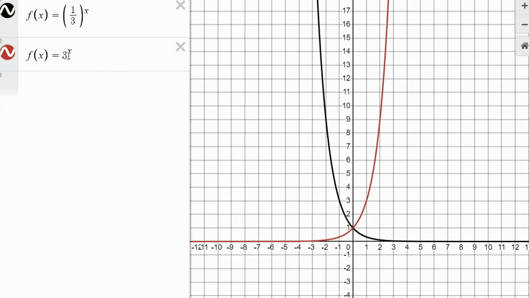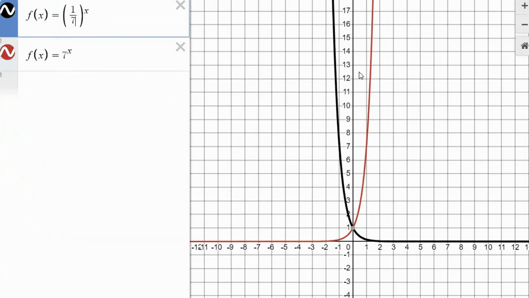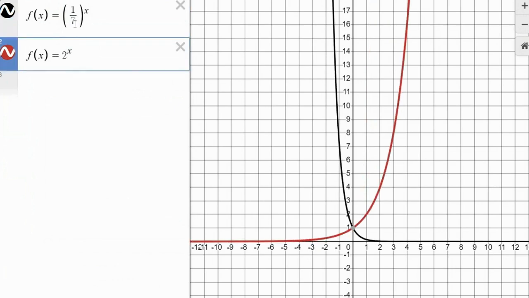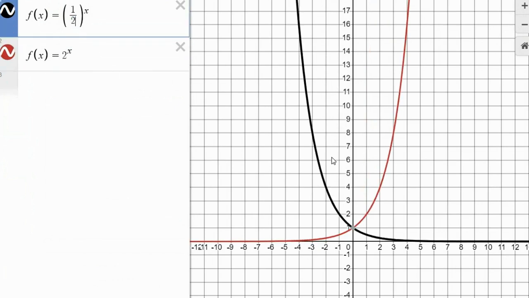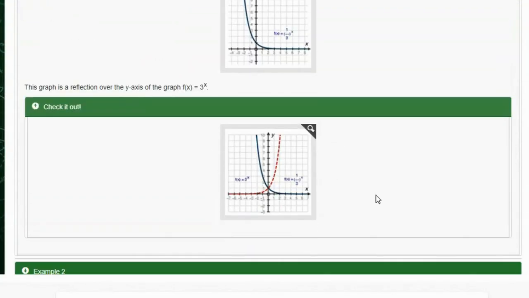So 3 to the x, and then if you put it in a fraction. So if this is 7 to the x, we could do 1 over 7, and it's a direct reflection. 2, 1 half, direct reflections. And there it shows both the graphs together.